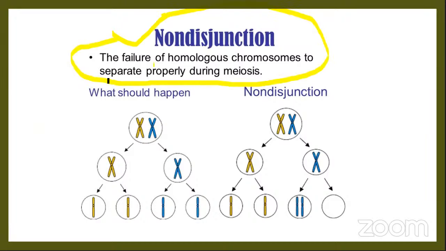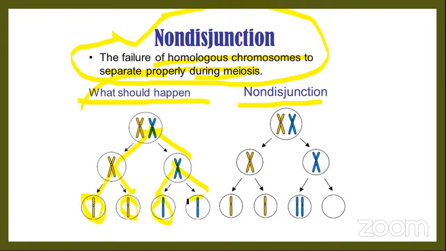Let's see what is meant by non-disjunction of the chromosome. It is the failure of homologous chromosomes to separate properly during meiosis. Here you can see what should happen and what has happened. What is the basic problem? Non-disjunction. In the proper way, the 2 chromosomes are separated properly into the gametes, so each gamete gets one chromosome and is healthy.